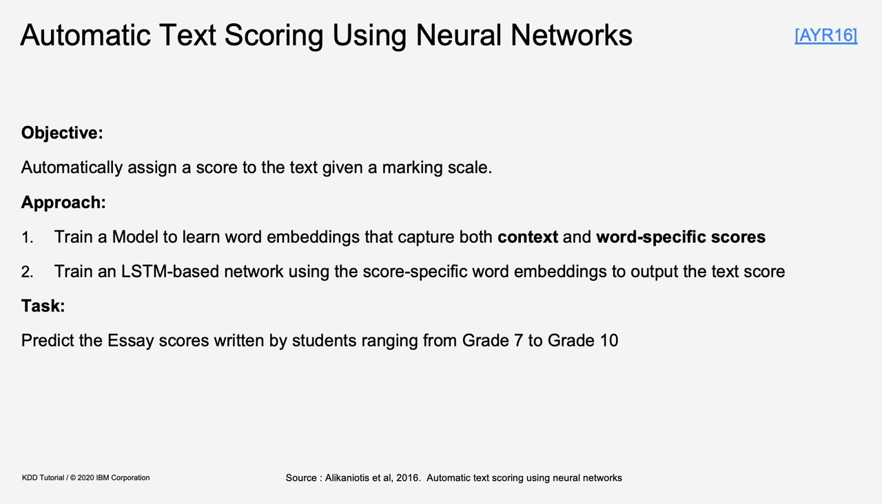The first paper is titled Automatic Text Scoring Using Neural Networks by Alikaniotis et al. In this paper, the authors provide an approach to automatically generate a score for the input text given a standard marking scale. The novel proposition is to learn word embeddings that capture both context and word-specific scores. They train an LSTM network using these score-specific word embeddings to generate an output text quality score. Finally, the authors showcase the efficacy of their model for predicting essay scores written by students ranging from grade 7 to grade 10.